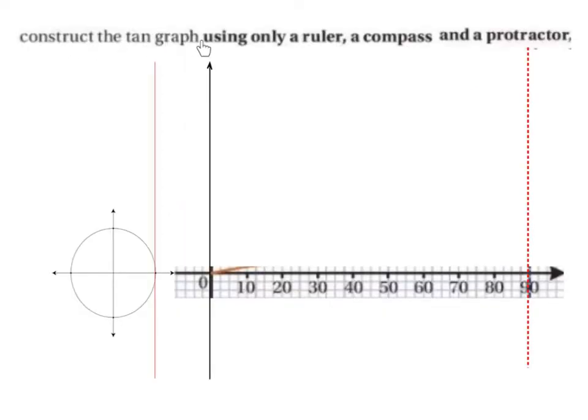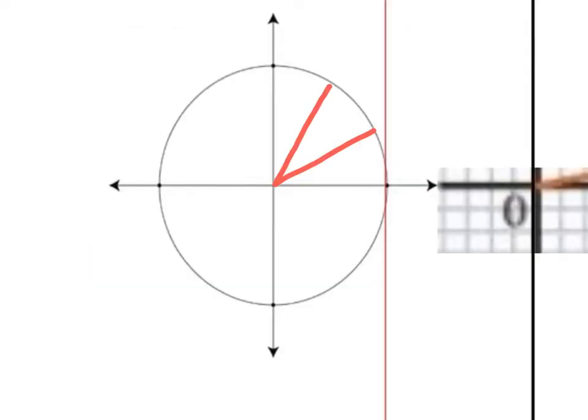Construct the tan graph using only a ruler, compass, and a protractor. So we're going to start off by drawing in our degrees on our unit circle. So we have 0 degrees, then moving anti-clockwise we have 30 degrees, then moving anti-clockwise we have 60 degrees, then moving anti-clockwise we have 90 degrees.